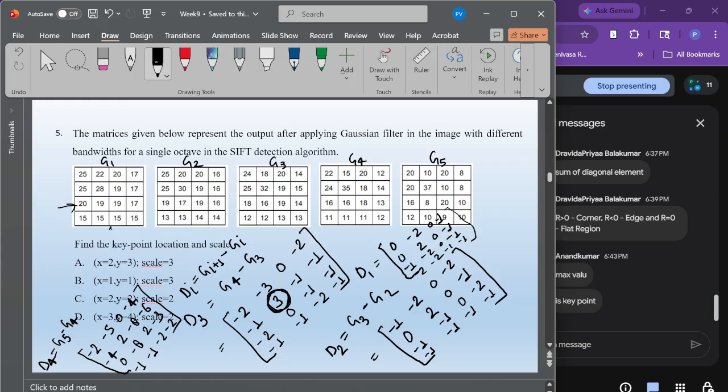D3. So look at the value 3 in the center of the D3, this part. To be a key point, it must be the highest among the 26 neighbors. 26 neighbors means 9 in the layer below, that is D2, and 9 in the layer above, that is D4, right? So in D3, 3 is greater than all the 8 neighbors, right?